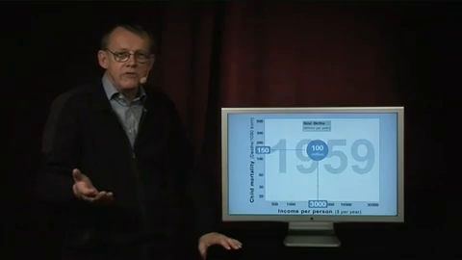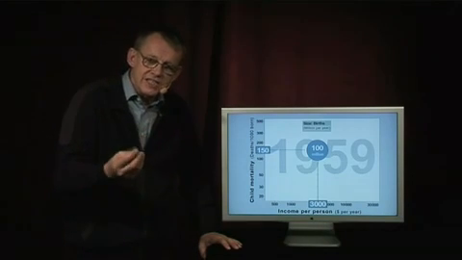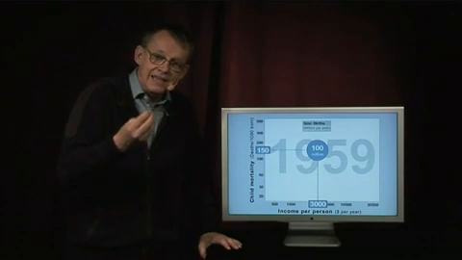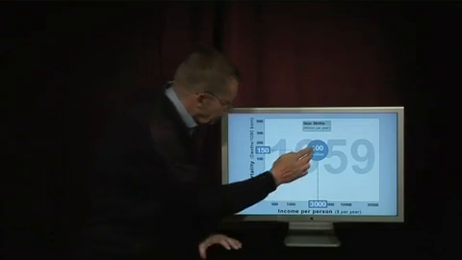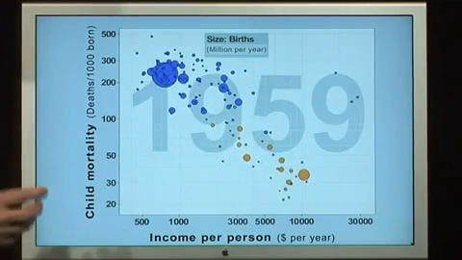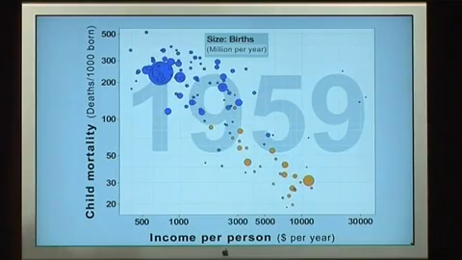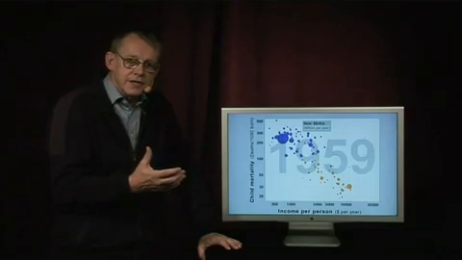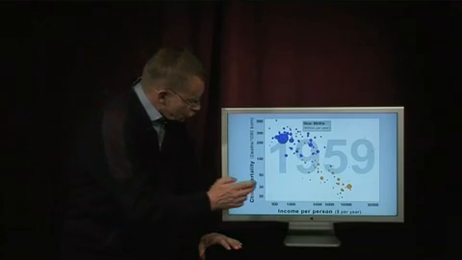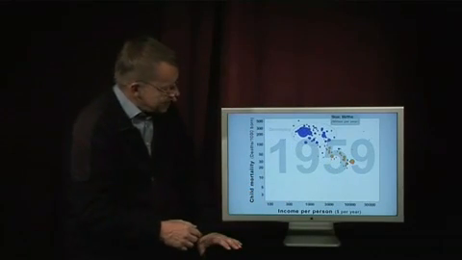But the world was obviously very unequal. And I will show this by splitting the world bubble into country bubbles. Look. Each bubble is a country. The size is the number of births. And I will zoom up to show you what has changed since.